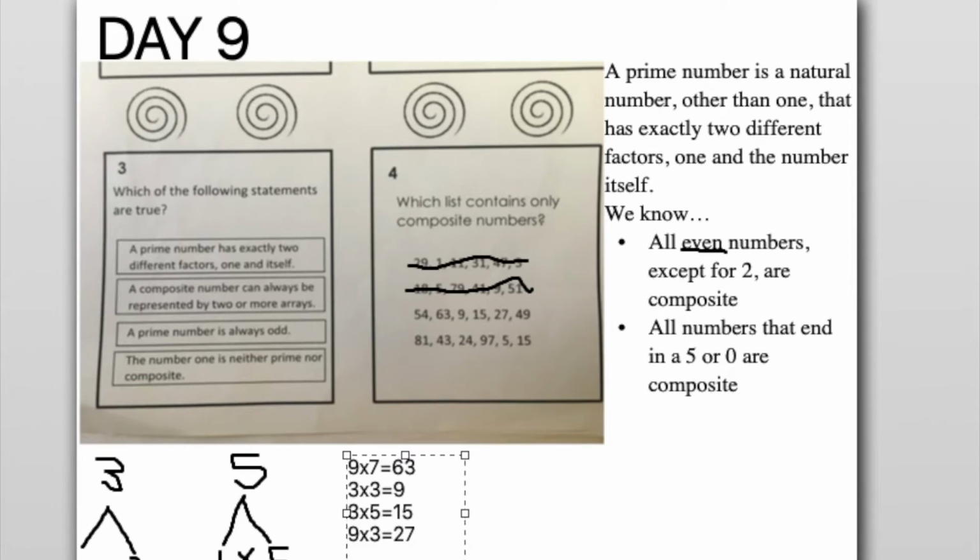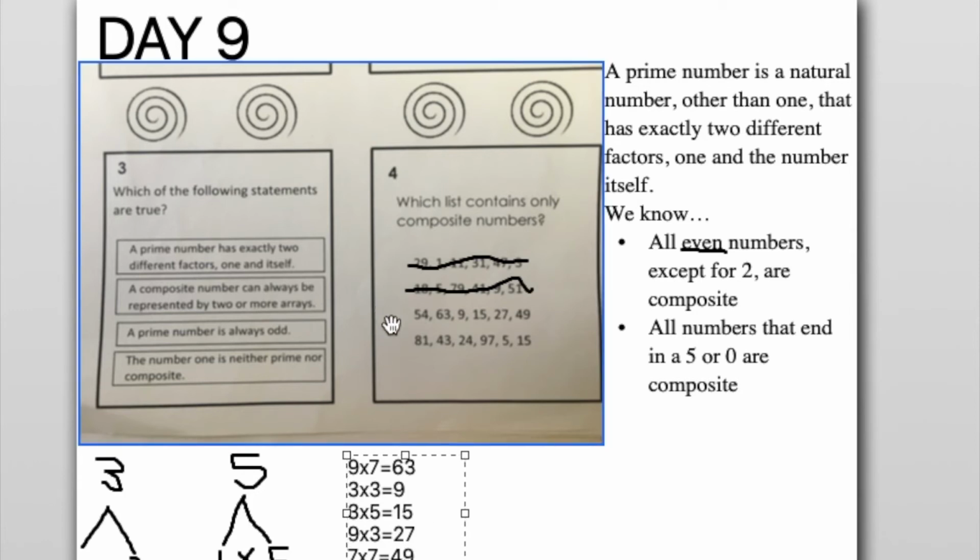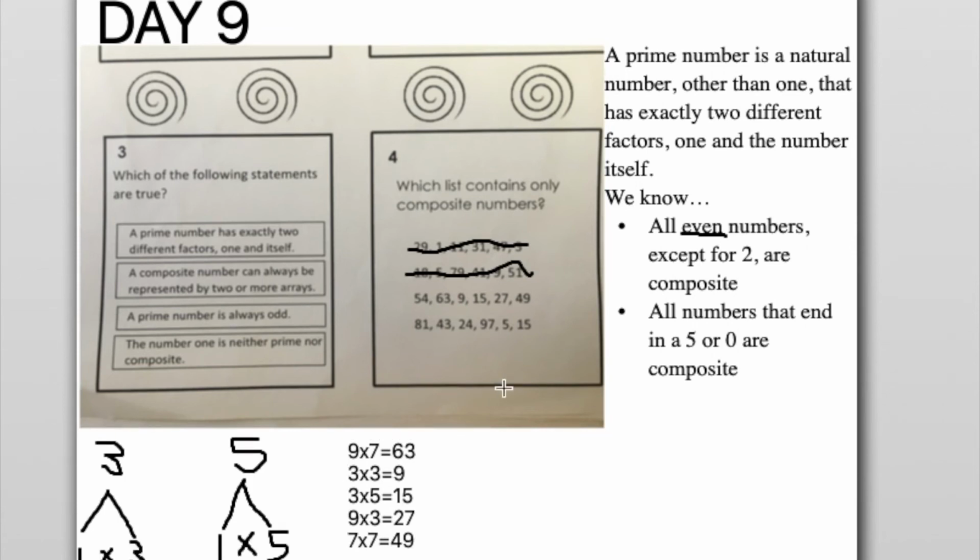Finally, 49. Our last number. We know if we skip count by 7's, will we hit 49? Yes, 7 times 7 equals 49. Therefore, our third list has all composite numbers.